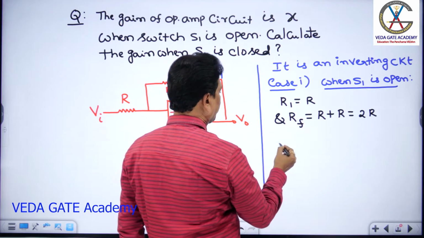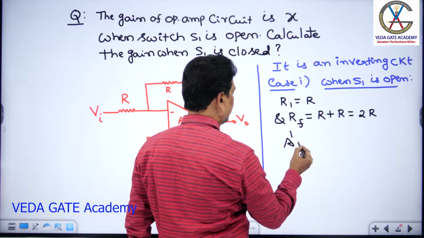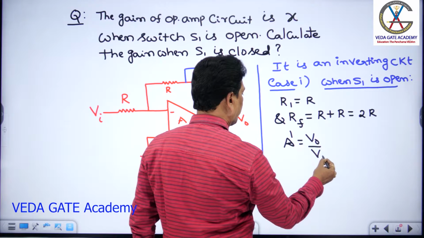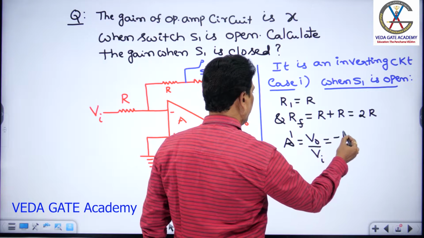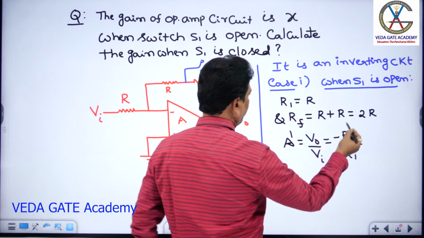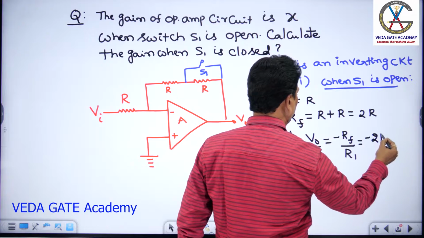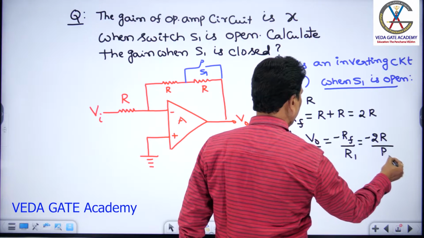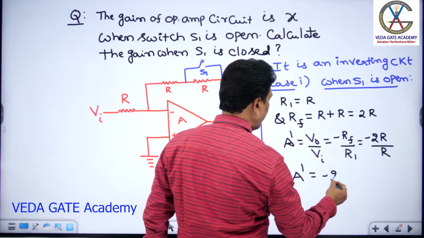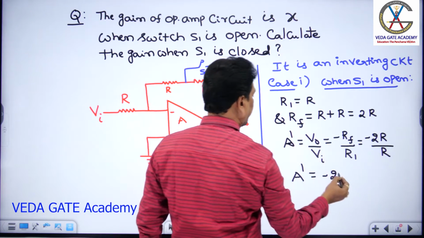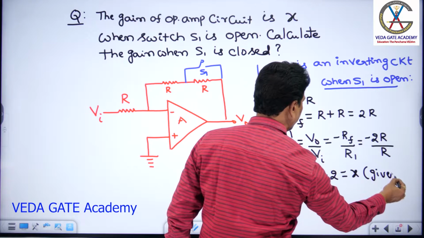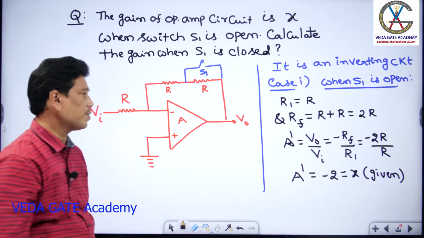So already you know that the gain of the inverting circuit, A dash equal to V0 by Vi. For inverting circuit, the gain you know, minus Rf by R1. Okay, so feedback resistance is 2R in our circuit, and input resistance is nothing but R. So that you can get A dash equal to minus 2. And he given that gain is X there. So the gain is given as X.